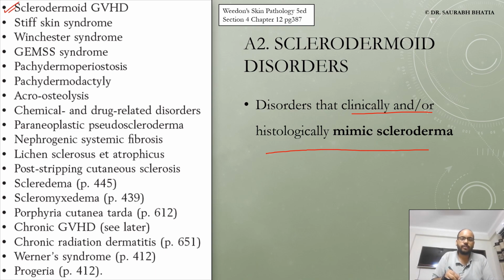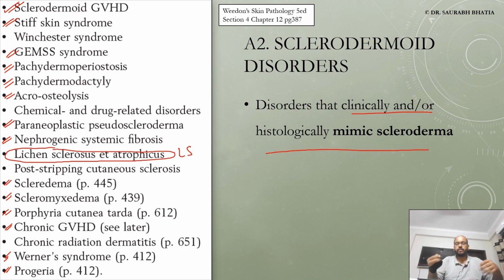The list includes sclerodermoid GVHD, stiff skin syndrome, GEMS syndrome, pachydermoperiostosis, pachydermodactyly, acroosteolysis, paraneoplastic pseudoscleroderma, nephrogenic systemic fibrosis, scleredema, scleromyxedema, PCD, chronic GVHD, Werner's, progeria. And here we will discuss the major disorder, lichen sclerosus et atrophicus, or as we call it now, lichen sclerosus, with or without atrophy. So let's start a discussion on sclerodermoid disorders.